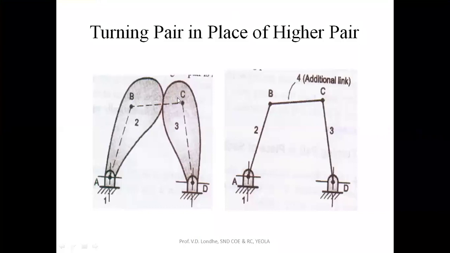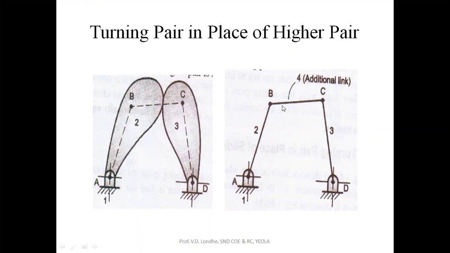So these two lobes will have a point contact here. Now this point contact is replaced by a turning pair by the addition of this one link. If you see here, there are three links: 1, 2, this lobe, and 3 is this another lobe. This is already given one number. Now here, in either motion, they will have only oscillating motion. There will be no rotary motion. So this is one higher pair.